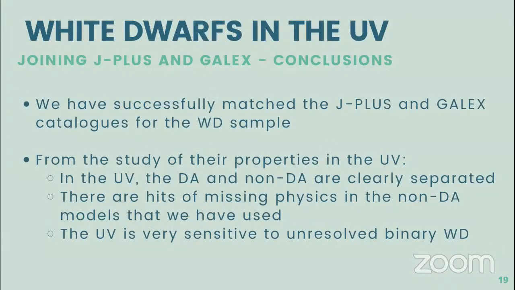All in all, having done all of this, what we can say is that we have successfully matched the J-PLUS and GALEX catalogs for the white dwarf sample study. And then for the study of their properties in the ultraviolet, we see that the two sequences, so DA and non-DA sequences, are clearly separated. And we can also say that there are hints of missing physics in the non-DA models that we have used, as we've seen. They do not consider binary candidates, carbon in the atmospheres, and others. And also that the ultraviolet is very sensitive to unresolved binary white dwarfs. So that's for the first part of the project.